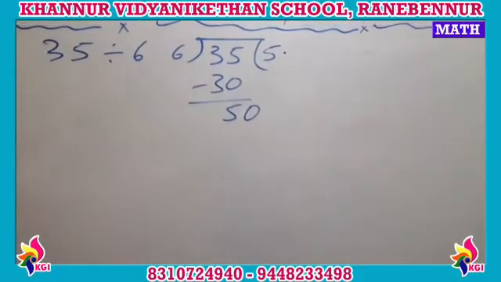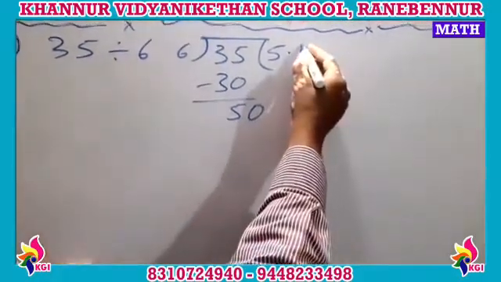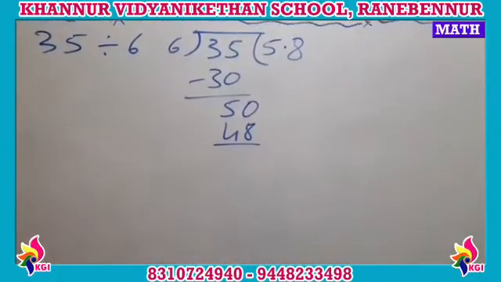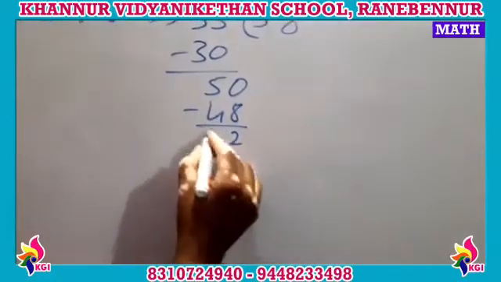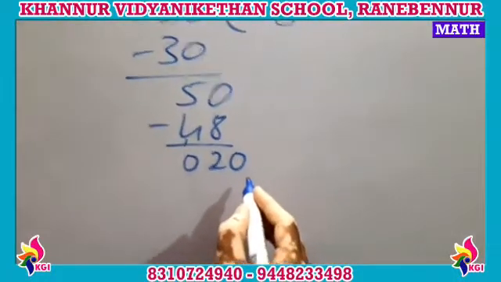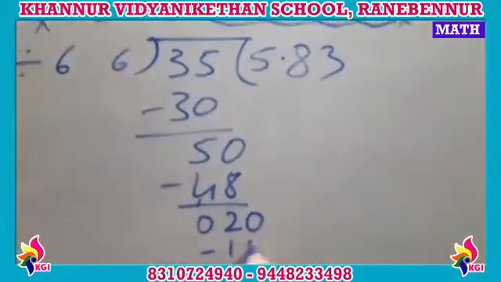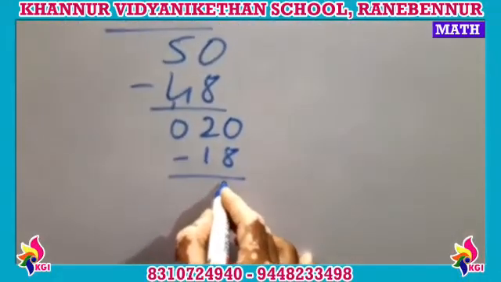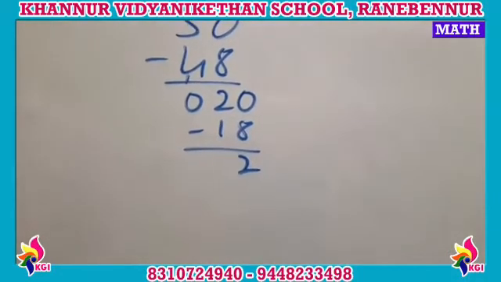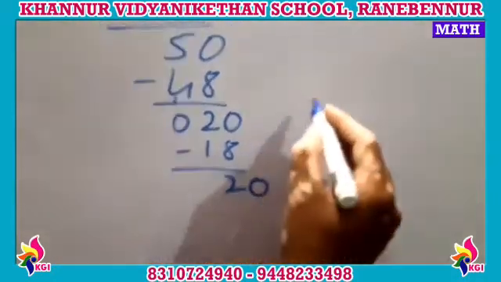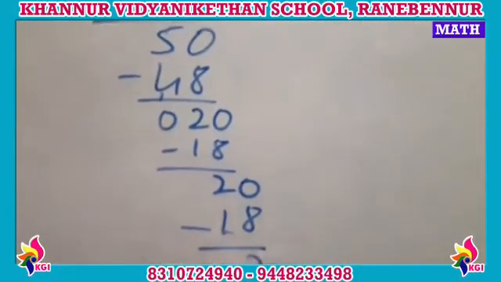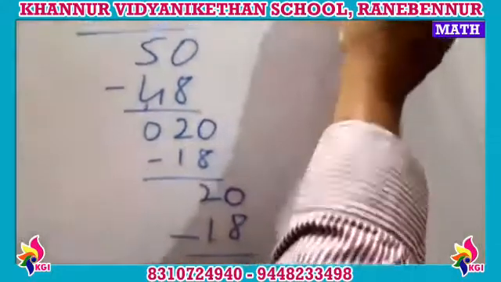The next is 6 how much? 6 8s are 48. Remain with a 2. Now you have already put a point, take a 0. Then 6 3s are 18. So 2 remains. If 2 remains, again we put a 0. Then again 6 3s are 18, and again 2 remains. Again if we take a 0, again we get 3, that will be 18.